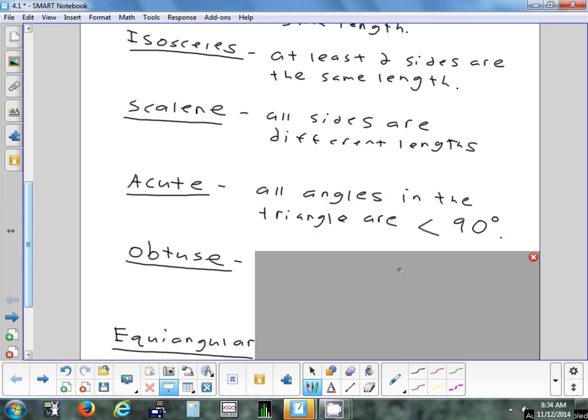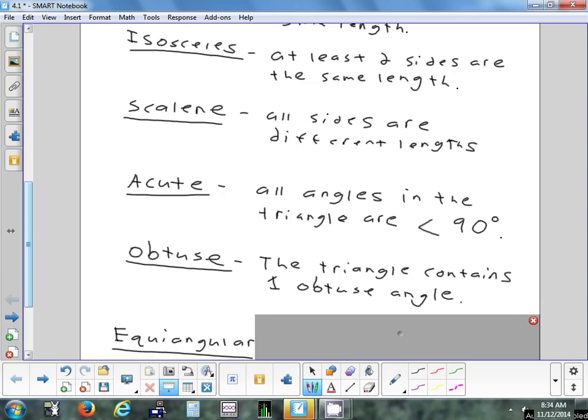Okay, next one is obtuse. Ariel, do you know what an obtuse triangle is? One of the angles is greater than 90. Yes. And notice she said one of the angles is greater than 90. Why not two of the angles greater than 90? Yeah, then it wouldn't be a triangle. We're going to learn more about that.